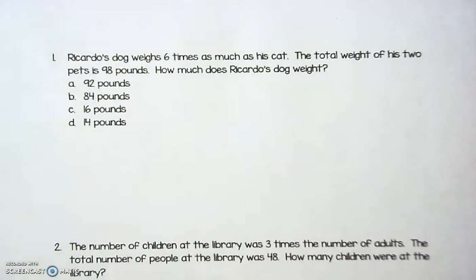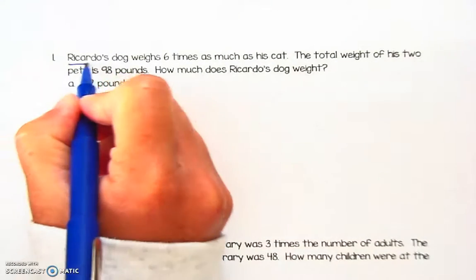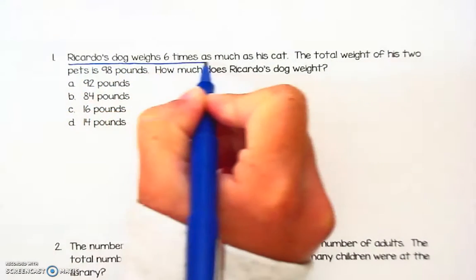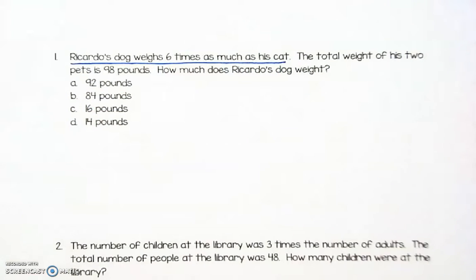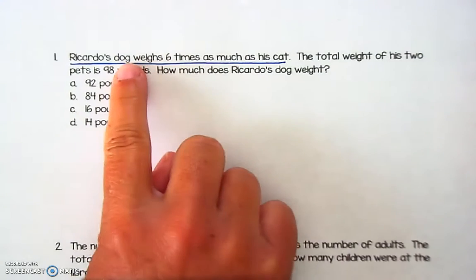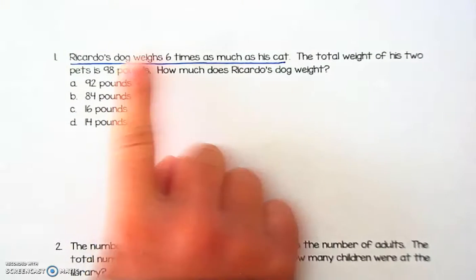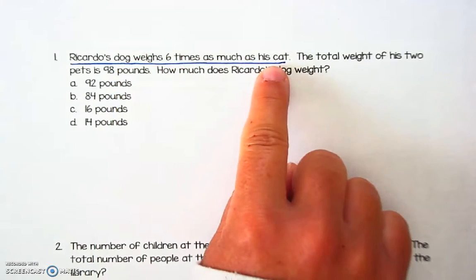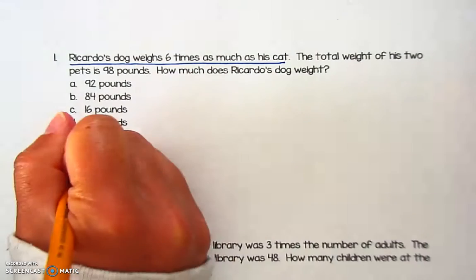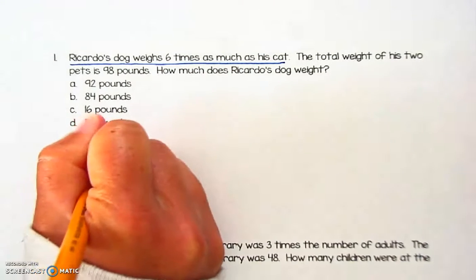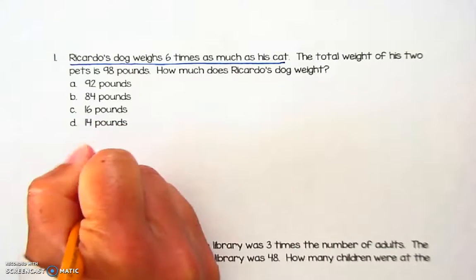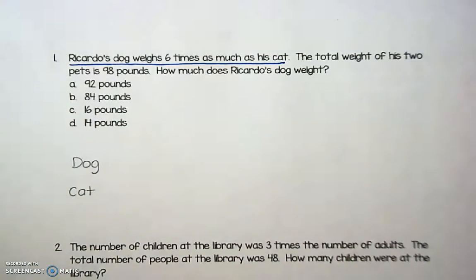Let's go line by line and see where the important math information is. So the first sentence says Ricardo's dog weighs 6 times as much as his cat. This is a big clue to me that I don't know how much the dog weighs, but I also don't know how much the cat weighs. So I'm going to write down that his dog and his cat are both unknown to me.